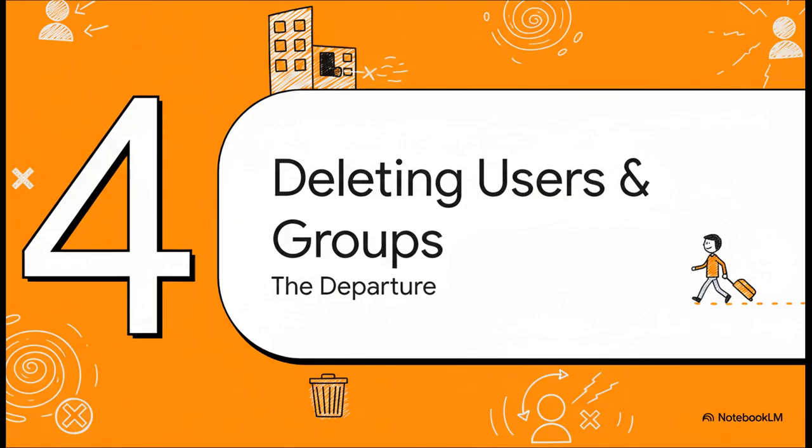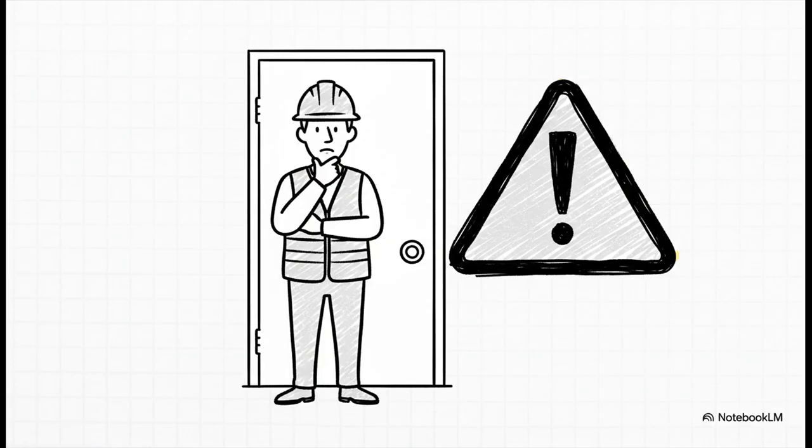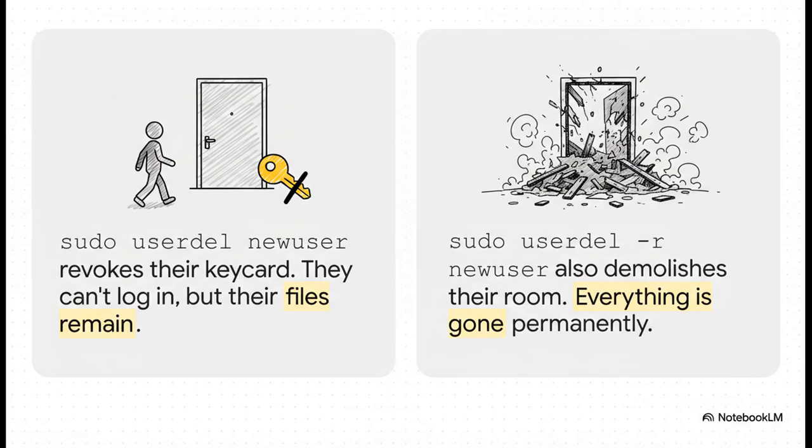All right, now for the final part of a user's life cycle. People come and people go. It happens. So what do you do when a tenant decides to move out of your digital building for good? The command for this is userdel, short for user delete. But this is the one moment where, as the building manager, you really have to stop, take a breath, and be extremely careful, because you have a really, really important choice to make. And I need you to pay super close attention to this.